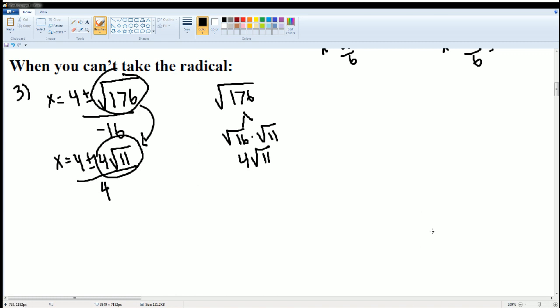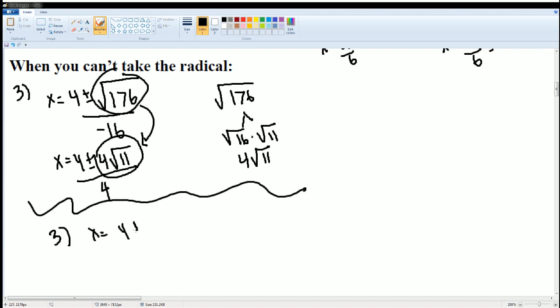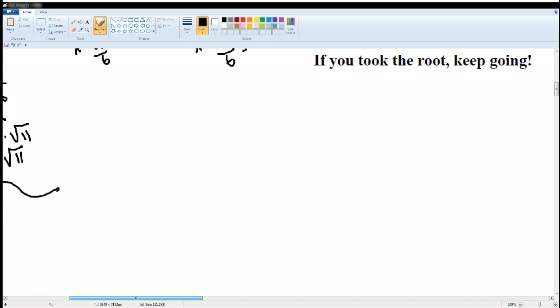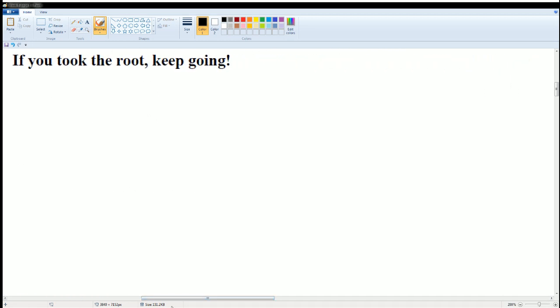Sometimes you cannot. Let's say in step 3, x is equal to 4 plus or minus the square root of 151. 151 is actually a prime number, and you can't do anything about it, so you just have to leave it here. Good? This is how you deal with that radical part. If you can take the root, keep going.